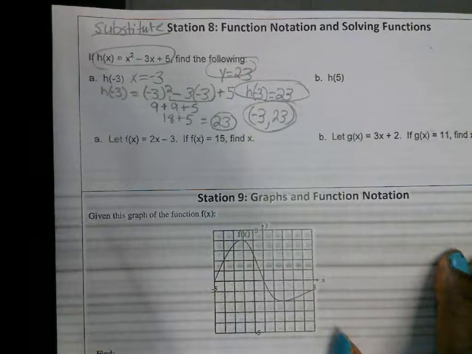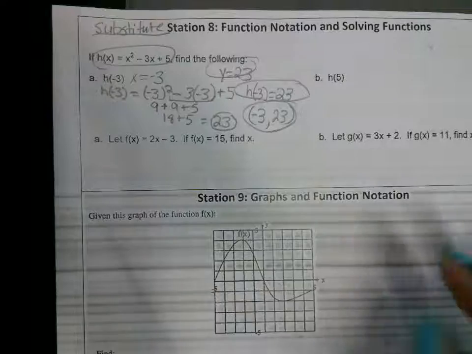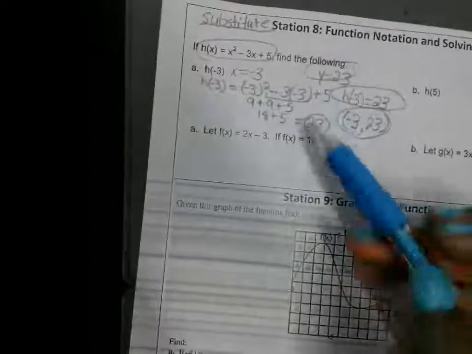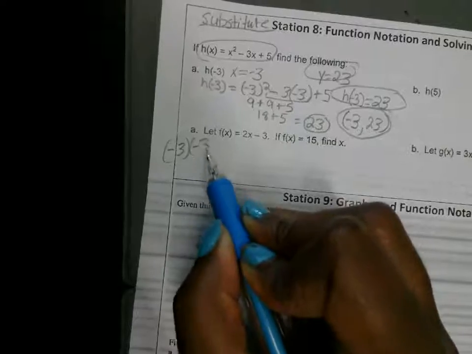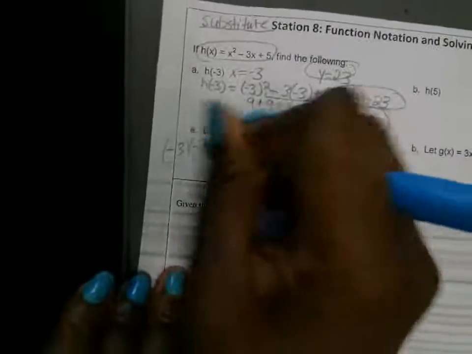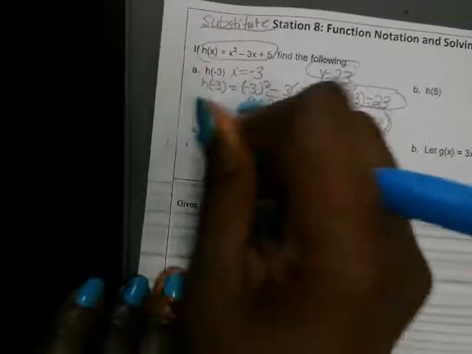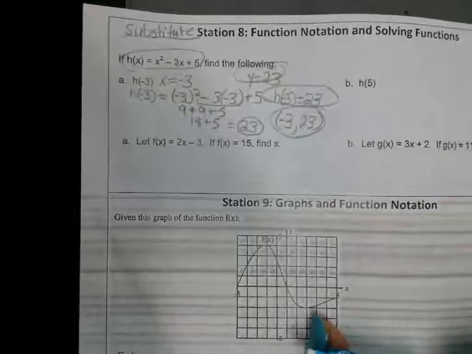Yes, baby. A negative times a negative is a positive. It's squared, so you have to say -3 times -3.